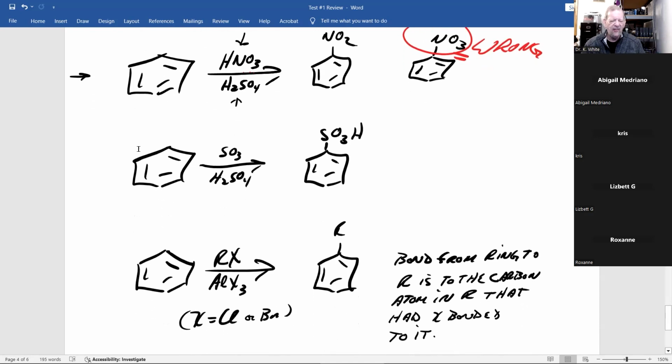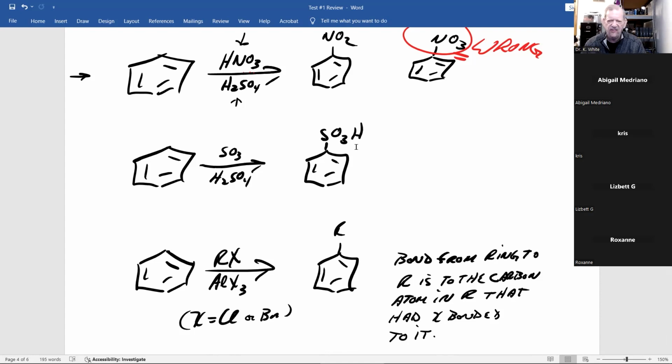Now, another one is if you take a benzene ring, react it with SO3, sulfur trioxide, and sulfuric acid, H2SO4, and you put on what's called the sulfonic acid group. And here it's SO3H, and you should know that. Now, I'll show you later on the ability to put a sulfonic acid group on a benzene ring.